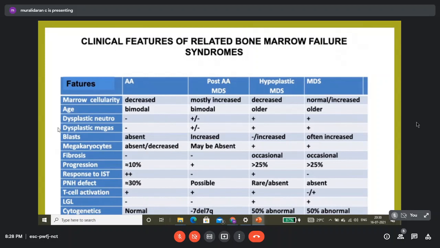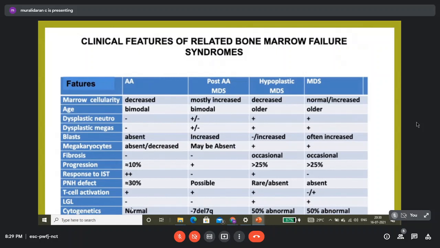If you see the blast, morphology, if you're able to pick it up, it's good, but you have to do a CD34 immunostain to look for a blast. A blast can be seen in all other features excluding the aplastic anemia. And cytogenetics generally will be normal in aplastic anemia.